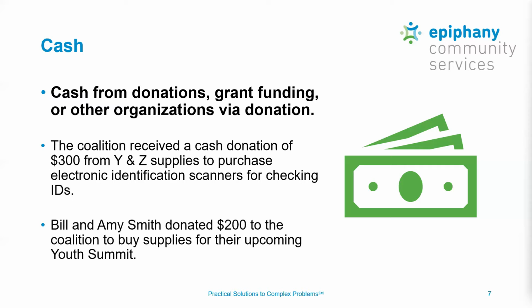Another example we have on here is a local couple. So here we have Bill and Amy Smith donated $200 to the coalition to buy supplies for their upcoming youth summit. Again, we can see what that amount of cash was. We have $200 here. Who donated it, which is Bill and Amy Smith. And then we have what we're going to be using it for: supplies for our upcoming youth summit.